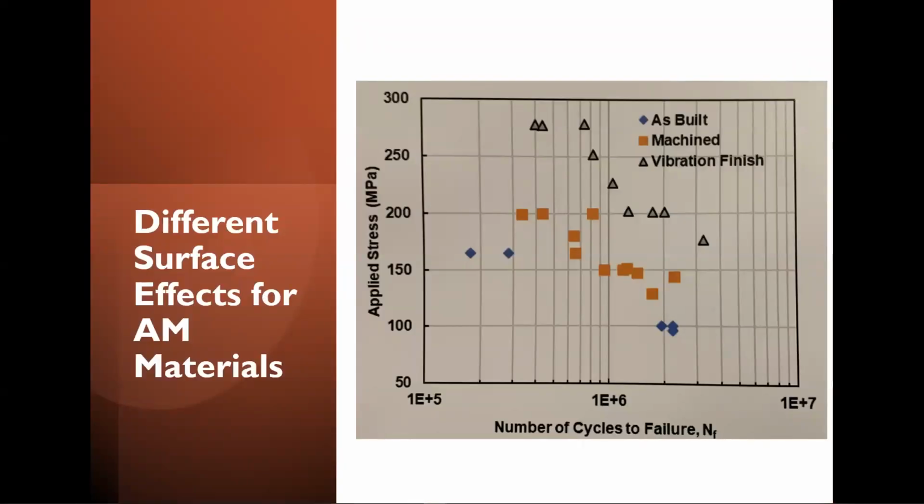And then the study done under Simsiriwong's lab just looked at a couple different surface effects for these AM materials, or the additively manufactured materials. And we see here the fatigue life for the as-built AM material, the machined material, and the vibration finish material, all leading to longer fatigue lives at higher stresses. So a lot of these surface effects alone can have dramatic effects on the material's fatigue life, an aim that we're hoping to accomplish with the residual stress effects applied to the surface of the material in this process.